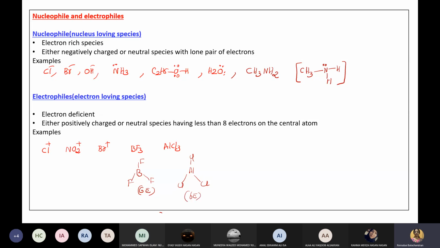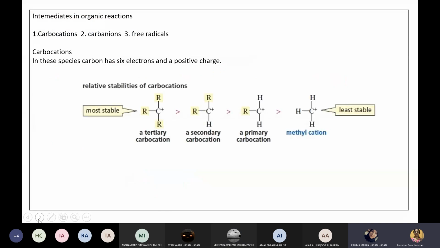So it is electron deficient. So now I hope you understood. Just like the other thing I told you, intermediate carbon compounds: during a reaction, sometimes intermediates are formed. Understand the meaning? The intermediates formed in a chemical reaction can be carbocations.